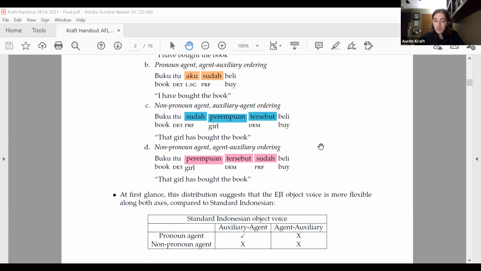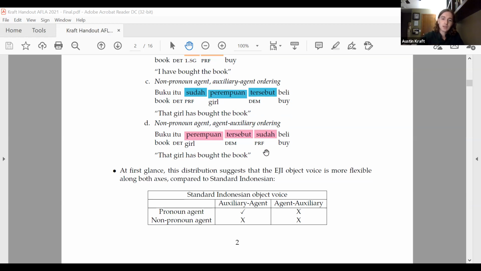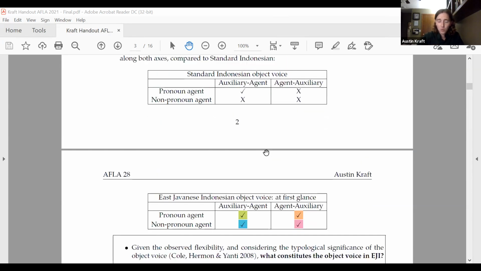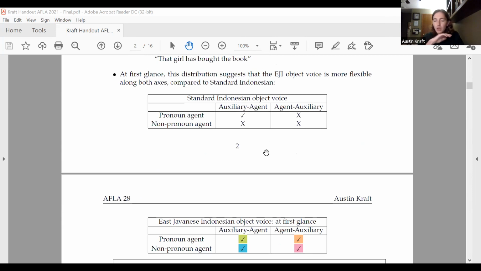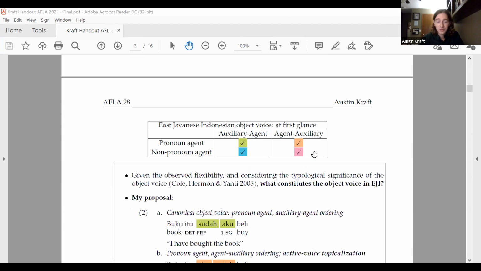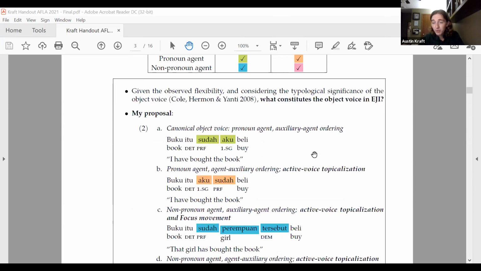So in standard Indonesian, as in this table, it must be a pronoun agent and any auxiliary must precede that agent. Whereas this quadruplet that we previously observed looks, at first glance, something like this, something much more expansive, which leads us to the main guiding question of what constitutes the object voice in East Javanese Indonesian, namely with respect to these two axes related to the pronoun status of the agent, as well as relative ordering of agent and auxiliary.